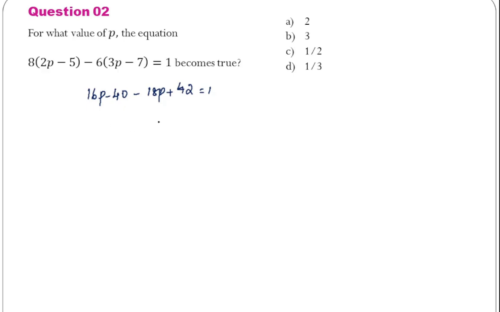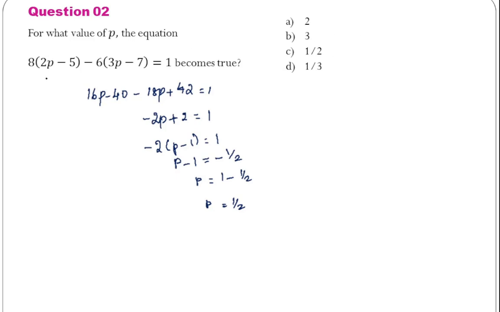So 16p minus 18p we get negative 2p, plus 2, that is minus 40 plus 42 is plus 2, equal to 1. Minus 2p plus 2 equal to 1. Then minus 2p equals minus 1, so p is equal to half. For the value p equal to half, the equation comes true. If we need, we can substitute and check.